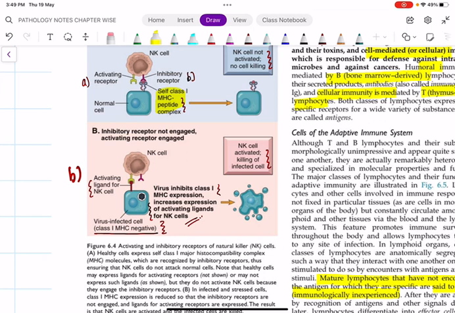Whereas in case of viral infection or tumor, there will be inhibition. The virus is going to inhibit this MHC class 1, so MHC class 1 can't be expressed. That means, of course, the inhibitory receptor cannot bind, because inhibitory receptors will always bind with MHC class 1. Since in the virus infected cell the MHC class 1 is not being expressed, the inhibitory receptor has no role here. Then who will bind? Of course, the activating ligand will bind. Activating receptors are activated. NK cell activation, killing of cells.